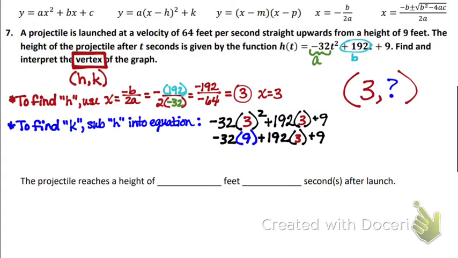What is negative 32 times 9? I got negative 288. What is 192 times 3? 576 plus 9. I want to add all of those together.